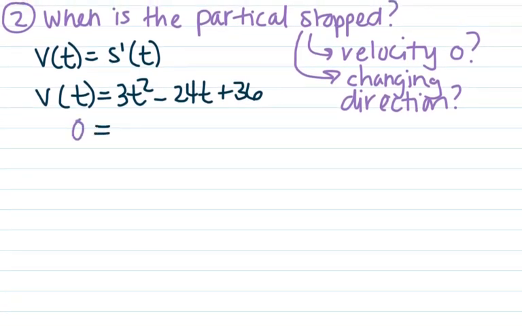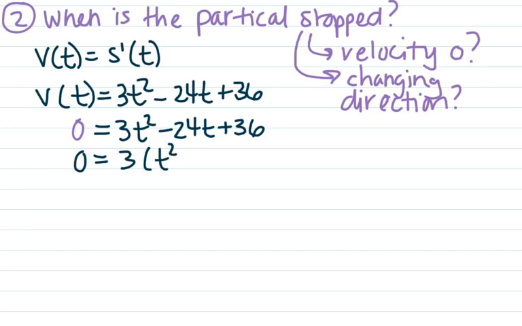So now we're setting that velocity equal to 0 to find out when the particle is not in motion. And there's lots of ways we can solve quadratics. Obviously, if you can factor it, go for it. A lot of times they'll be nice and give you a GCF that makes it a little bit easier to do without a calculator, which is the case here. So that would give me t squared minus 8t plus 12.